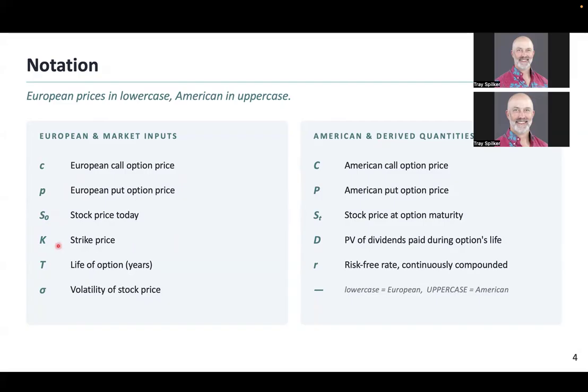Strike price denoted K. The present value of dividends denoted capital D. The life of the option in terms of time to maturity in number of years is capital T. And sigma here is going to indicate the volatility of the underlying stock price. All right, so that's the notation that we need to get moving here.